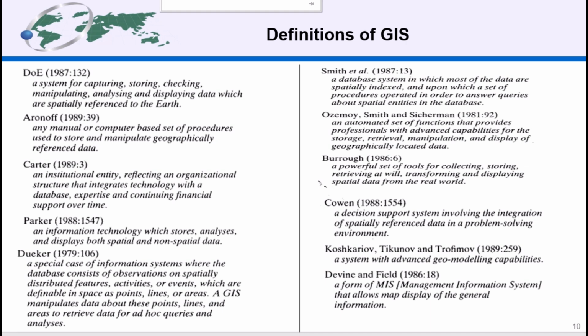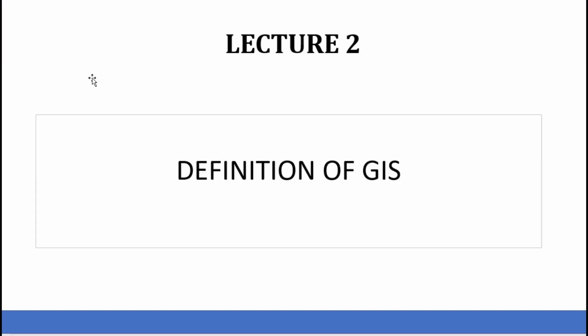Koshkarev, Tikunov, and Trofimov in 1989 defined GIS as a system with advanced geomodeling capabilities. And Devine and Field in 1986 defined GIS as a form of management information system that allows map display of the general information. And so we've been able to go over the definitions of GIS in lecture 2.